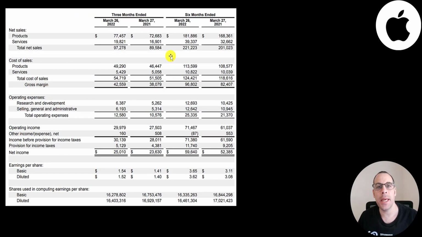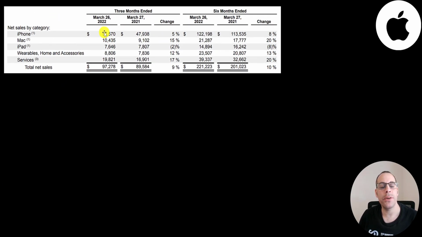This is their income statement from the latest 10Q. And this shows us the 6 months ending March 2021 and 2022, and the 3 months ending March 2021 and March 2022. Their revenue in the first 3 months of this year is $97 billion, 77 billion from products, 20 billion from services. About half that revenue is from iPhone, 51 billion, 10 billion from Macs, 7.6 billion from iPads.